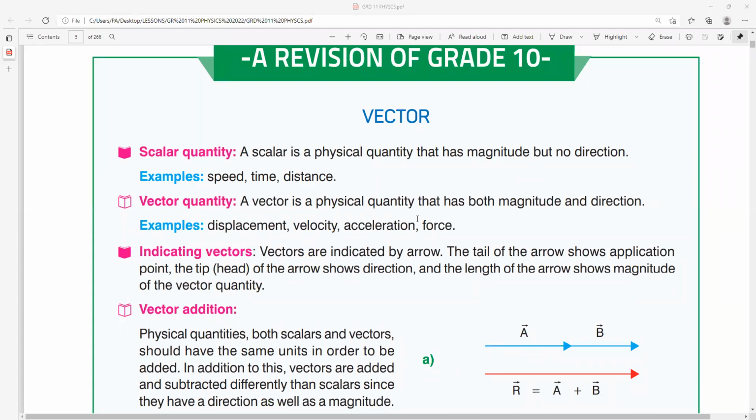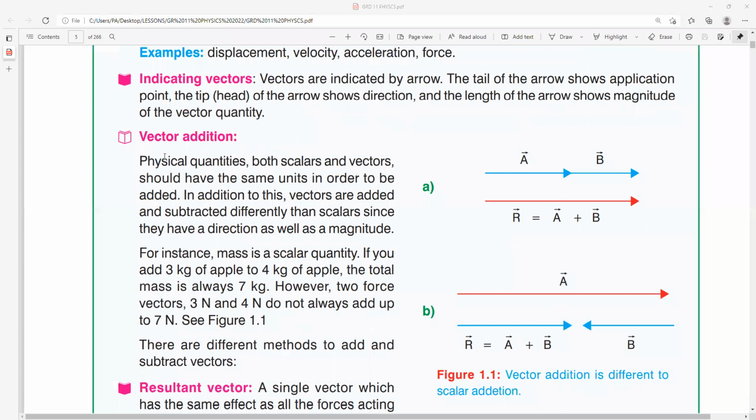And vector quantity: magnitude and direction, number, unit, and direction. You know already from last year. And then vector addition. Today we are going to be busy with questions about vector addition and calculating net force.